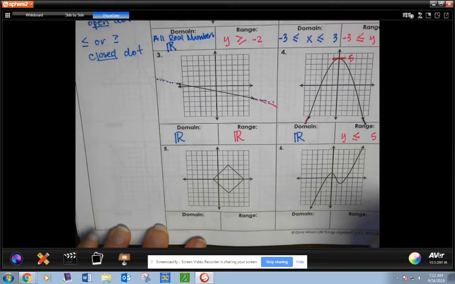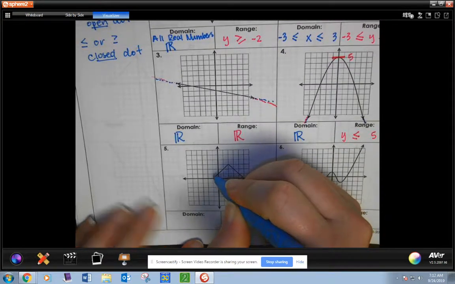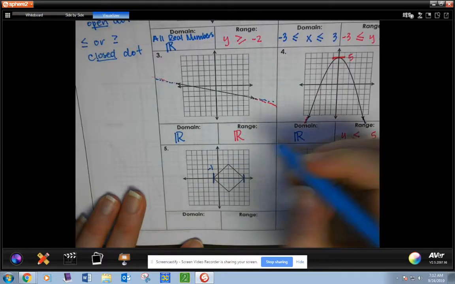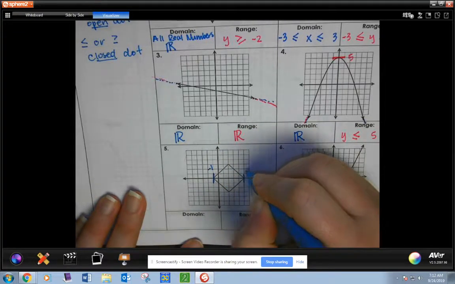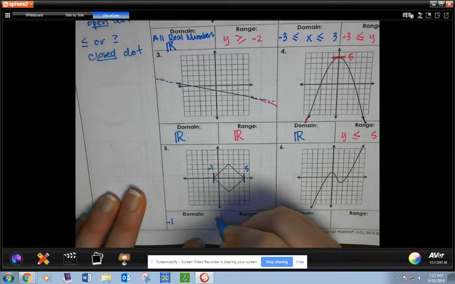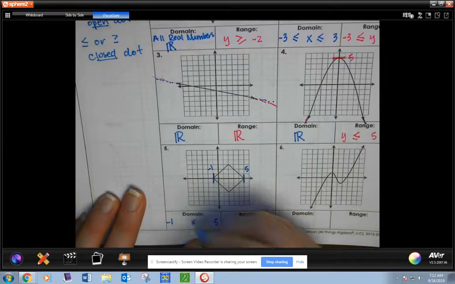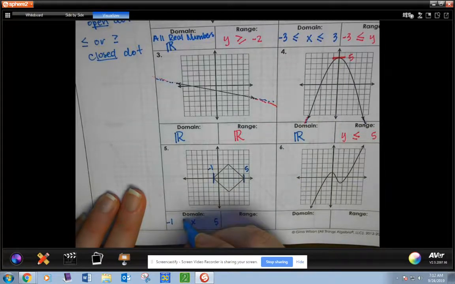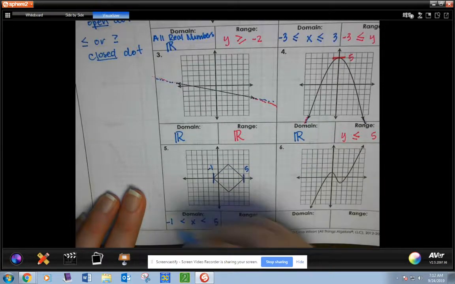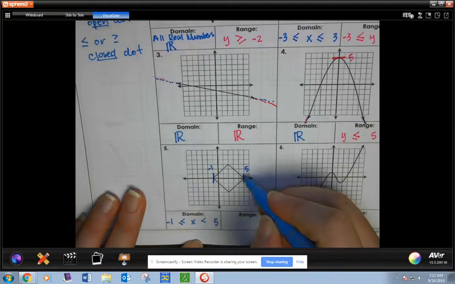Okay, for number 5, I'm going to scan to the left, and it stops right there for the diamond, which is at -1. I'm going to scan to the right, which stops right there, which is at 5. I'm going to put the small number on the left, the big number on the right. Domain is x, so it goes in the middle. I always use less than symbols. And then I ask myself, is the diamond touching the line I drew? Well, it is.